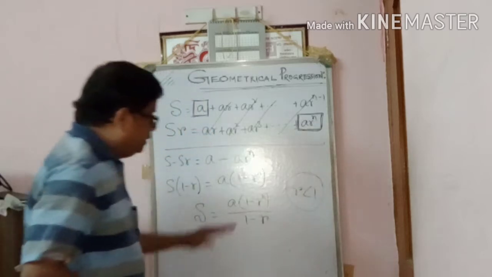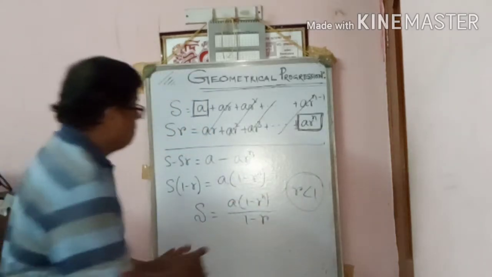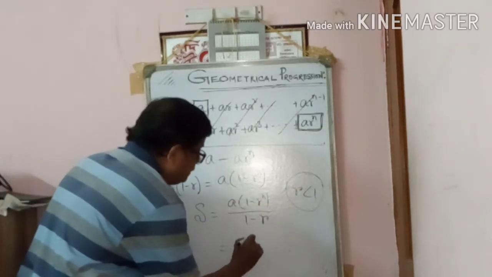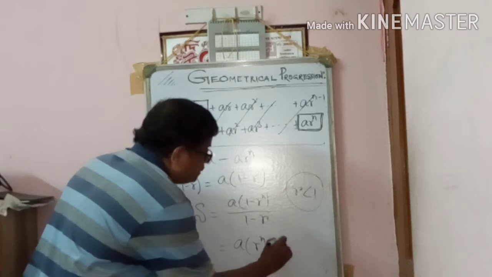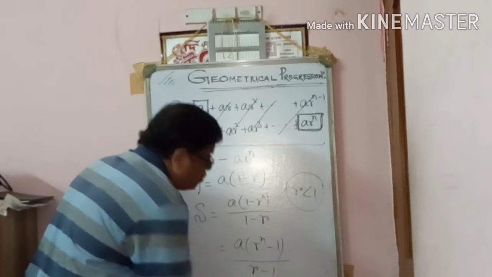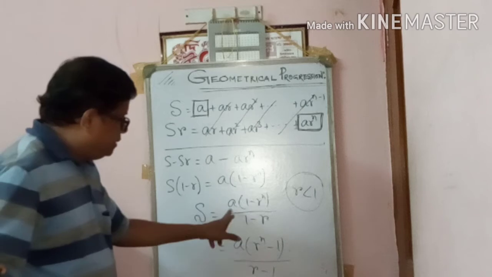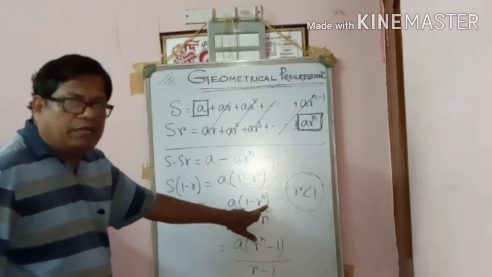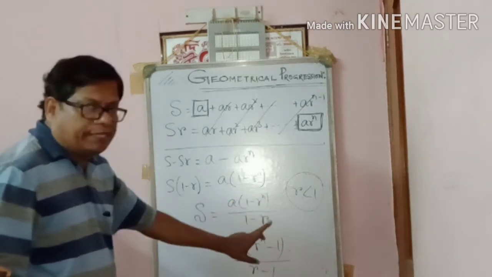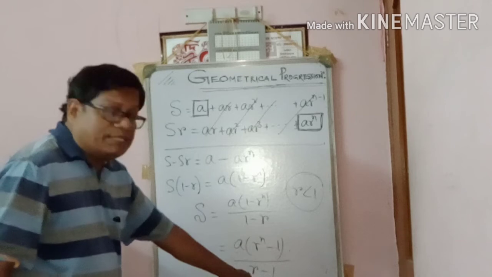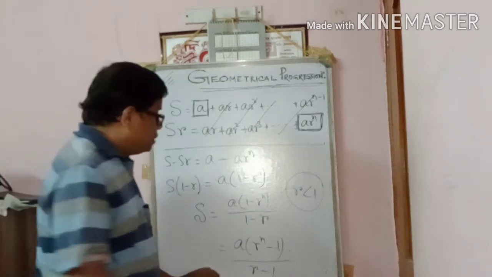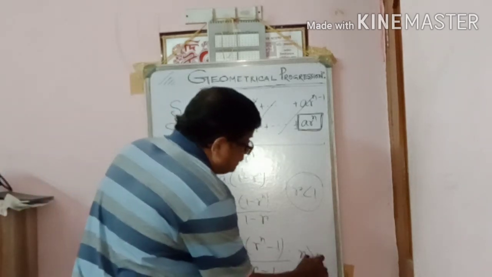You can apply this formula again. You can write, change the sign. Suppose A into R to the power n minus 1 by R minus 1. Okay, you can change, sign interchange. Here 1 minus R to the power n, R to the minus 1. Here also R minus 1. See, R minus 1 here. So here we can write R greater than 1.